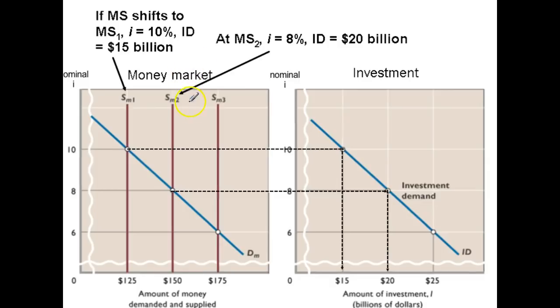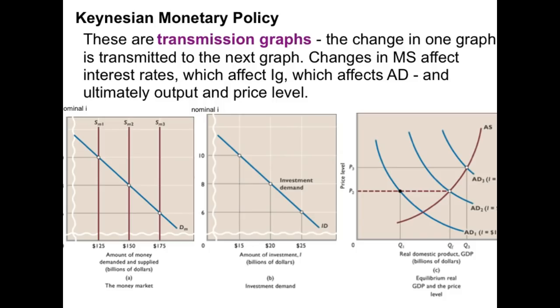If, on the other hand, the Fed decides to sell bonds, we'll see the exact opposite happen. If the Fed decides to sell bonds, we move from this to this money supply, and we see the interest rate goes up. And when the interest rate goes up, over here on the investment demand graph, we go from $20 billion of investment at 8% interest to $15 billion at 10% interest. So the Fed can quickly reduce aggregate demand by selling bonds, raising interest rates, causing investment to fall, causing aggregate demand to shift to the left.